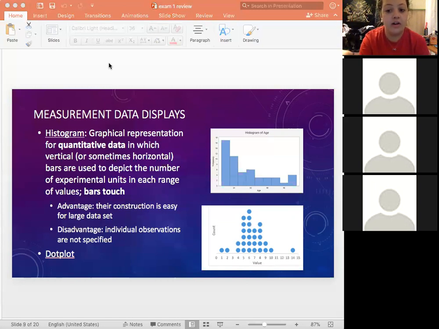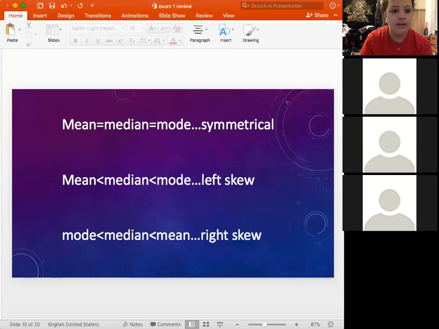Histogram is better for larger sample sizes, because you can fit as many as you want, as long as you scale it correctly on the y-axis in those bars. And the bars do touch there, so keep that in mind. The disadvantage, though, is that the individual observations aren't specified like they are on the dot plot. With the dot plot, you can literally point out each observation, which you can't with the histogram. So it just depends on the situation and the context of your experiment to know which one you would want to use.